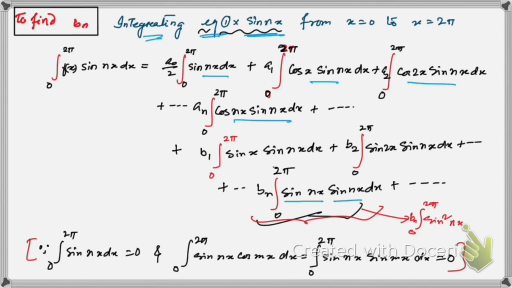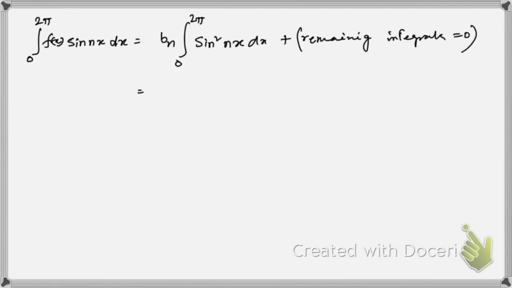Before going there, here you can see these terms. This term will give you bn times the integral from 0 to 2 pi of sin square nx dx, that's what we have got, right? Let me write here the last result. The remaining integrals become 0. I have already mentioned the reason in the previous slide: according to those useful integrals that I have given, the remaining integrals become 0, and only this term is left.